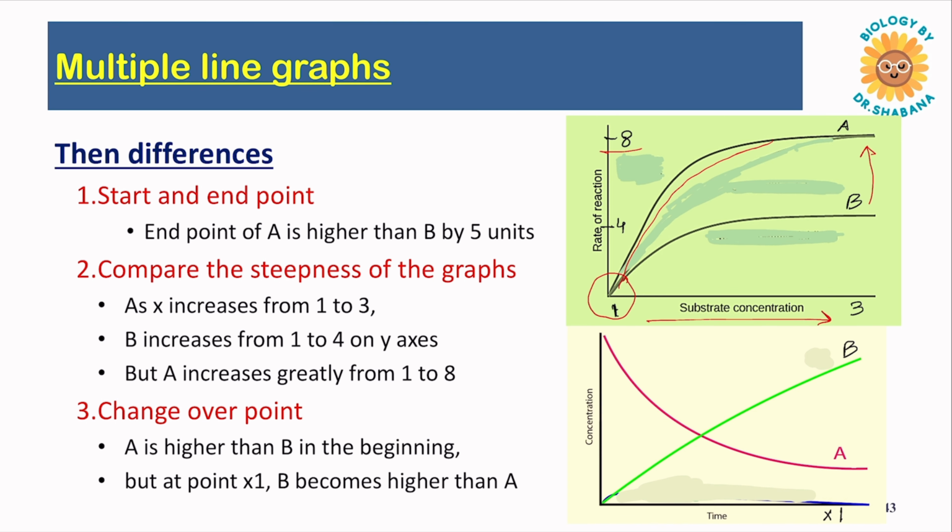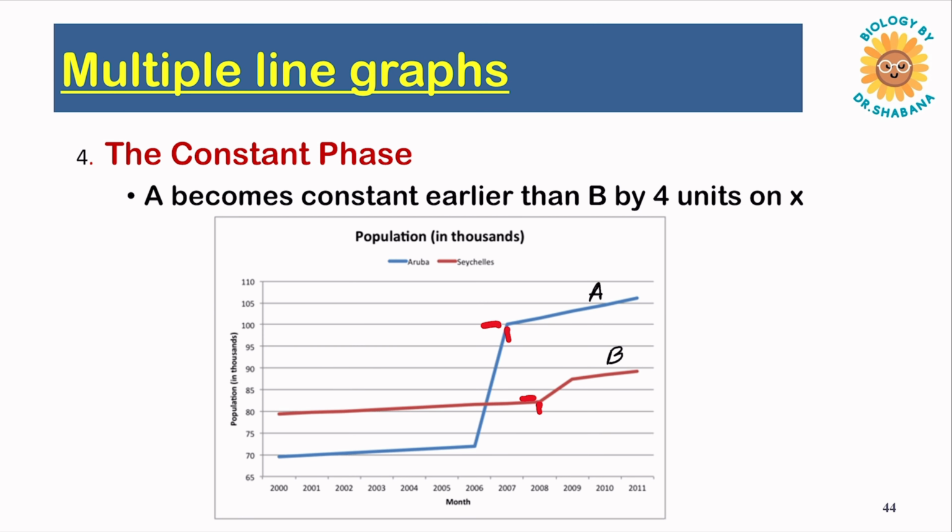Yeah, the changeover point at the beginning is different and they swap places, and you can see there's a changeover point here. A is higher than B in the beginning, but at point X, A becomes lower and B becomes higher at the end. So you can use this as well. Now the constant phase: at what phase do they become constant? Well, A becomes constant faster than B.